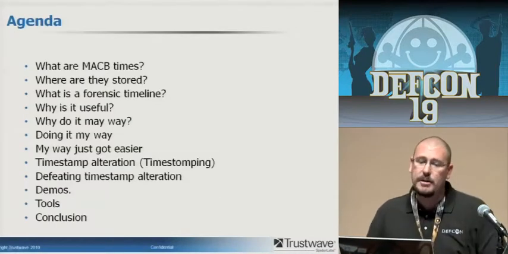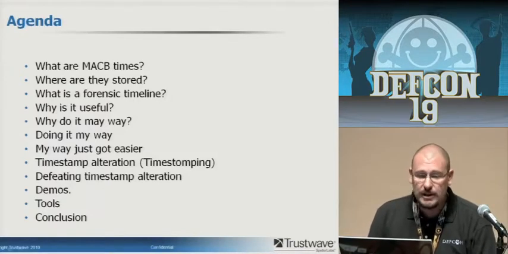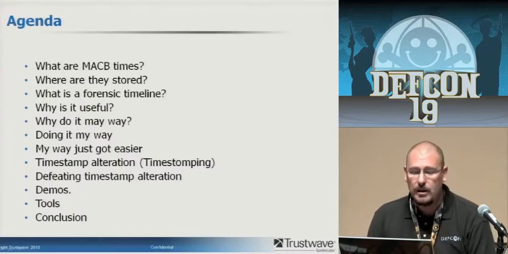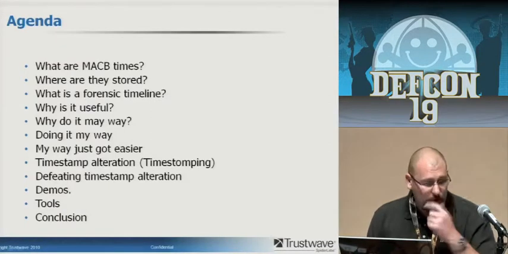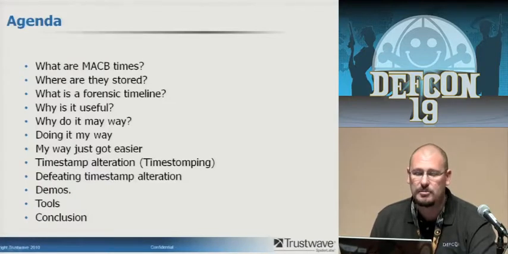Here's the agenda for the talk. We're going to go over what MAC times are, where they're stored, what a forensic timeline is, why it's useful, why do it the way that I do it, and then a little bit about actually doing it the way that I do it. A new tool that's come out recently has made the way that I do it almost entirely automated. And then we're going to get into a little bit of timestamp alteration and time stomping. The reason we're going to do that is because we've been doing a lot of cases in the Spider Labs where hackers have been using timestamp alteration to hide malware. So I'm going to show you how to defeat timestamp alteration.